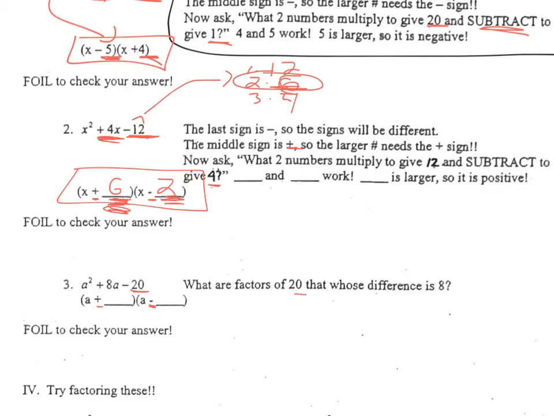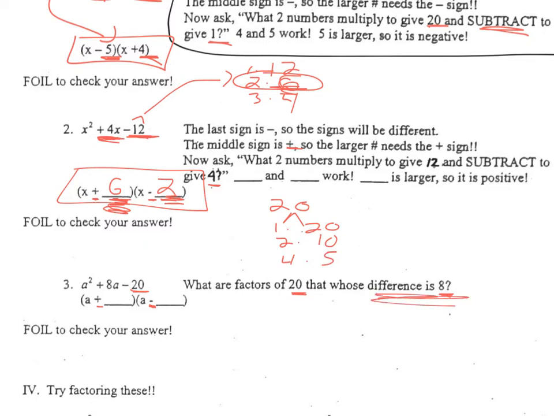So this is what we're asking ourselves. What are factors of 20 whose difference is 8? Which means it subtracts to give us 8. So when I list all the factors of 20, I'm going to have 1 times 20, 2 times 10. 3 doesn't go into 20, but 4 goes into it, 4 times 5. Which one of these gives us a difference of 8?